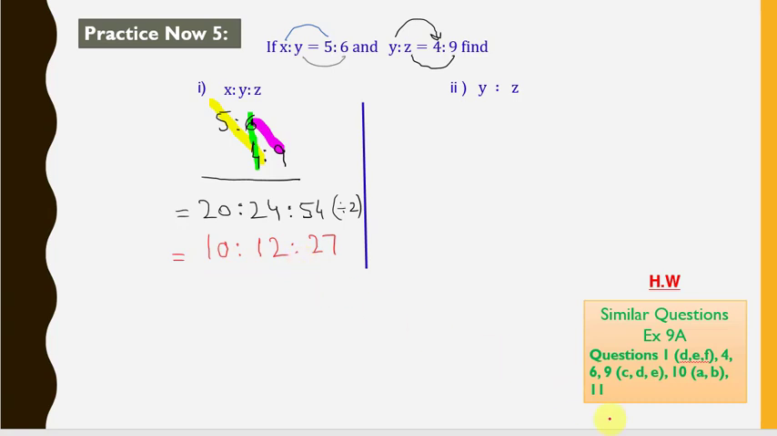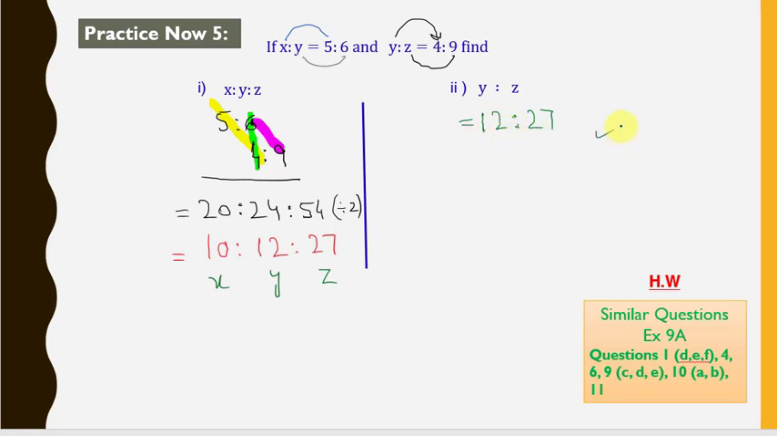Now as you can see, this 10 is our x, 12 is our y, and this is our z. Now in the next part, y is to z, y is 12 and z is 27. So this is what we will write over here, that is 12 is to 27. As these two terms cannot be simplified further, that will be our answer of practice now 5.